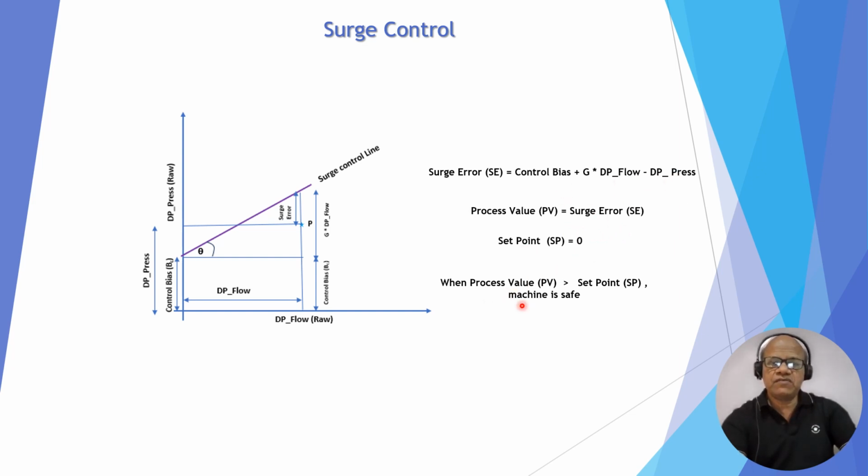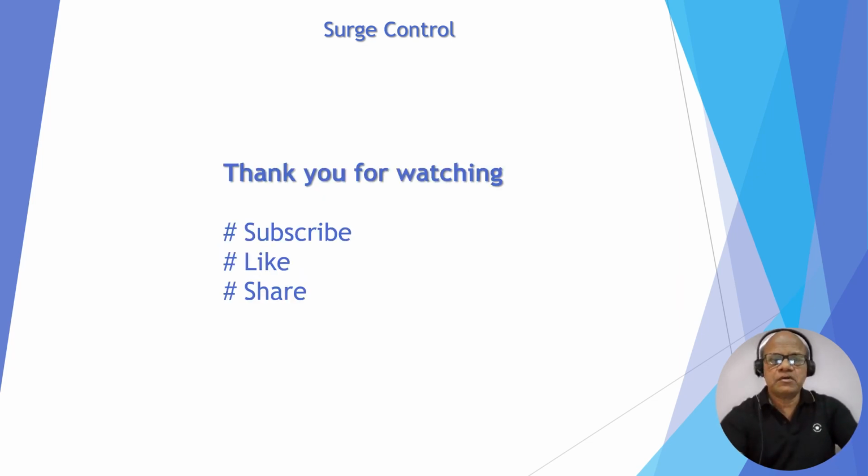So when the process value is greater than the set point, the machine is safe. If this is more, this is safe, and in this case the controller will allow the anti-surge valve to close. So I hope you have understood the control logic for dp flow by dp pressure.